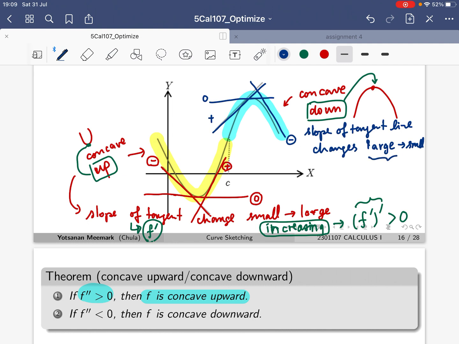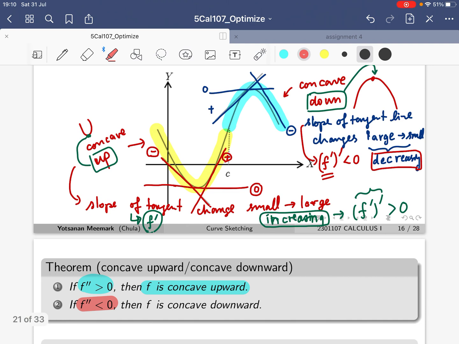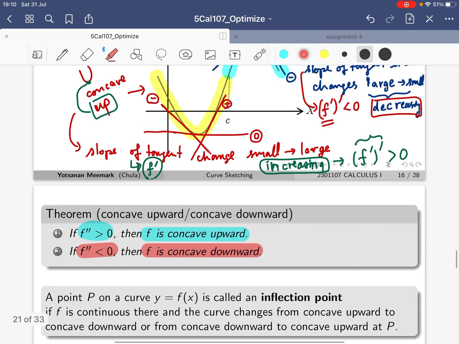So what does it mean to go from large to small? It means the slope is decreasing, going down and down, smaller and smaller. Again, the slope is your f prime, and your f prime is decreasing. It means that the derivative of your f prime is negative. The derivative of f prime is the second derivative, f double prime. So if you can solve for the interval where your f double prime is negative, then your f is concave downward over that interval.